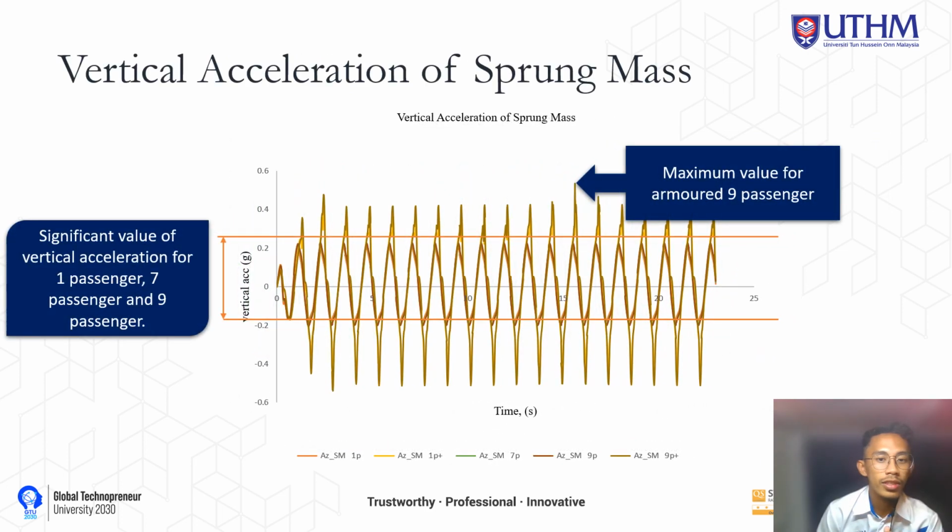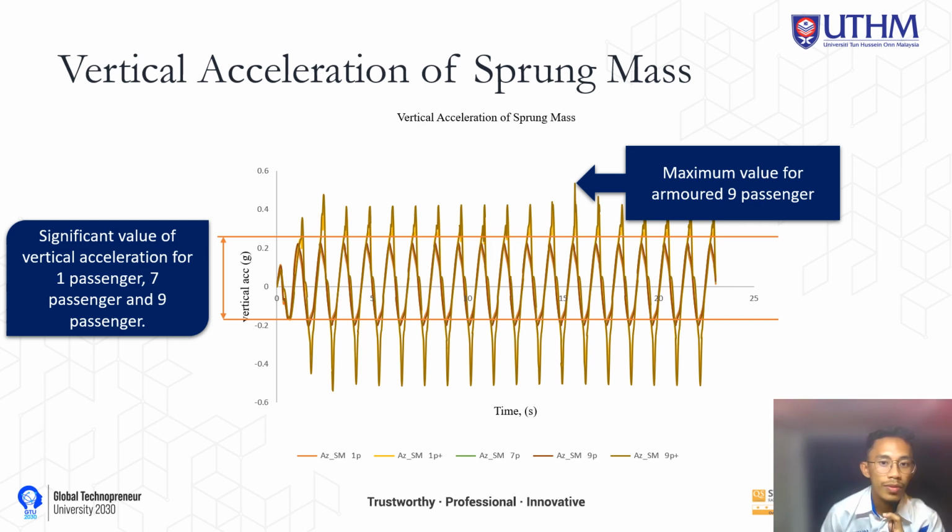For vertical acceleration of sprung mass, from the data we can also measure the vibration that the passenger and driver feel in the cabin. The armored 9 passenger vehicle produces the maximum value of vertical acceleration, while the non-armored vehicle with 1 passenger, 7 passengers and 9 passengers produces an insignificant value of vertical sprung mass acceleration.